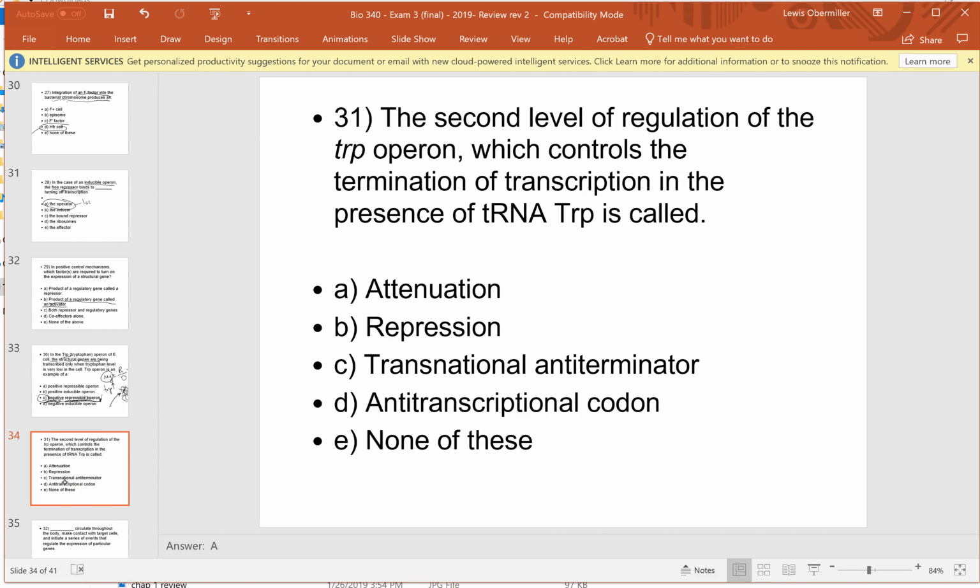Okay, so second level, we talked about this as attenuation. And remember, attenuation is when translation has an effect on transcription, only in bacteria and only because it can occur simultaneously. And we talked about that for the tryptophan.